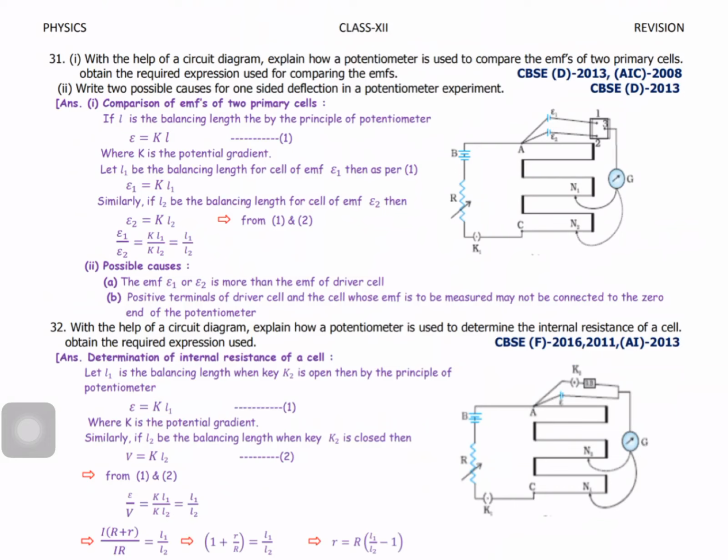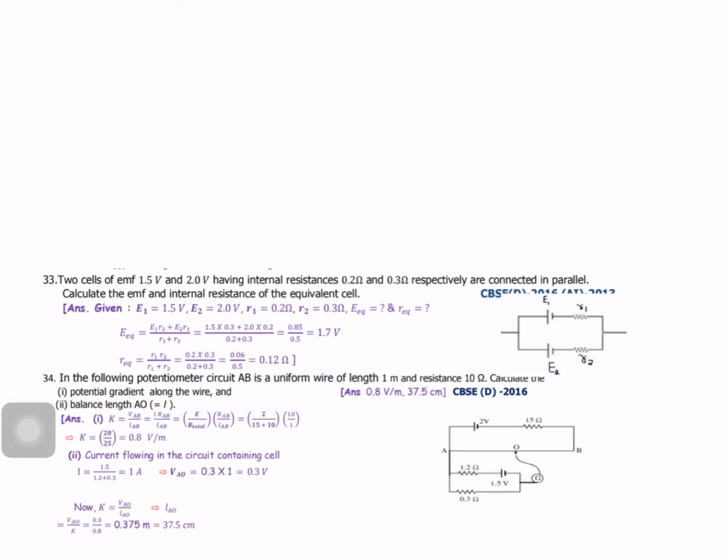So it equals L1 by L2. Or we can write 1 plus r by R equal to L1 by L2. But what is our aim? To calculate the expression for the internal resistance. So here the equation, small r equal to capital R into L1 by L2 minus 1. So this is the final equation to calculate the internal resistance of the given cell by potentiometer.